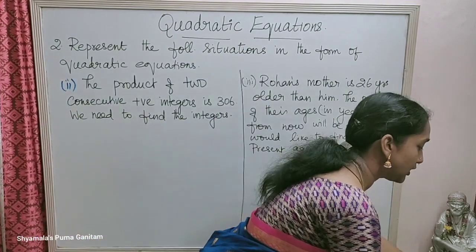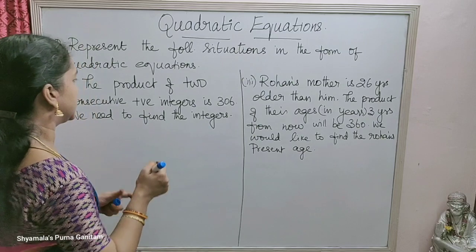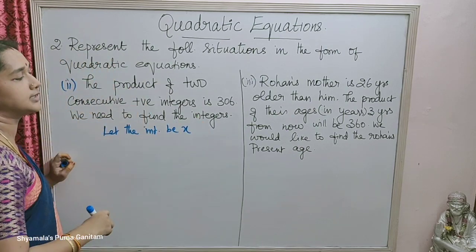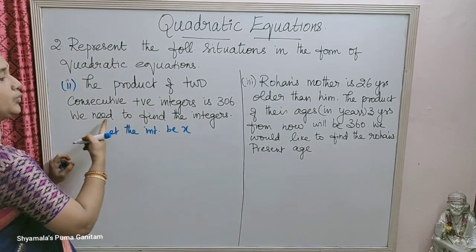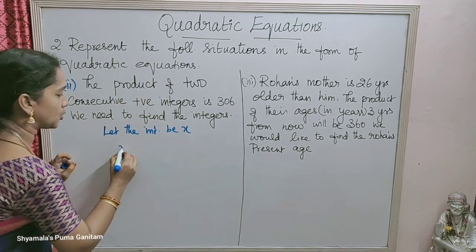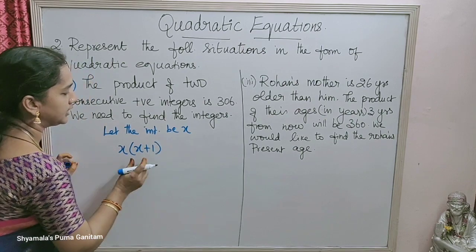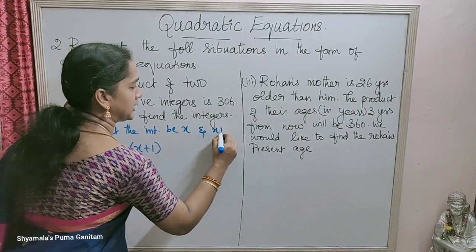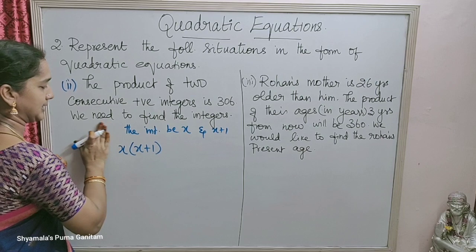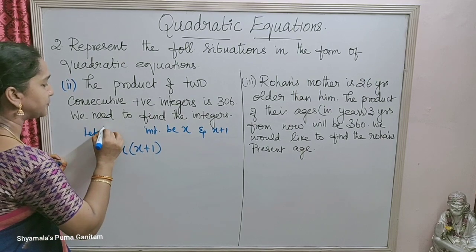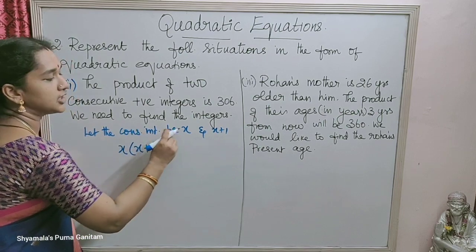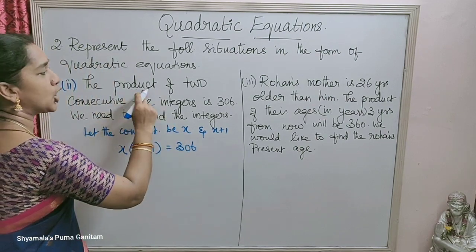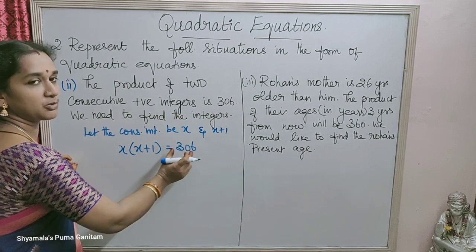So we will take the integer as x. Let it be x. So the next consecutive integer will be x plus 1. We need to find the product of two consecutive integers. So one is x, the other one is x plus 1. So these are two consecutive integers. Let the consecutive integers be x and x plus 1. So their product is given as 306.